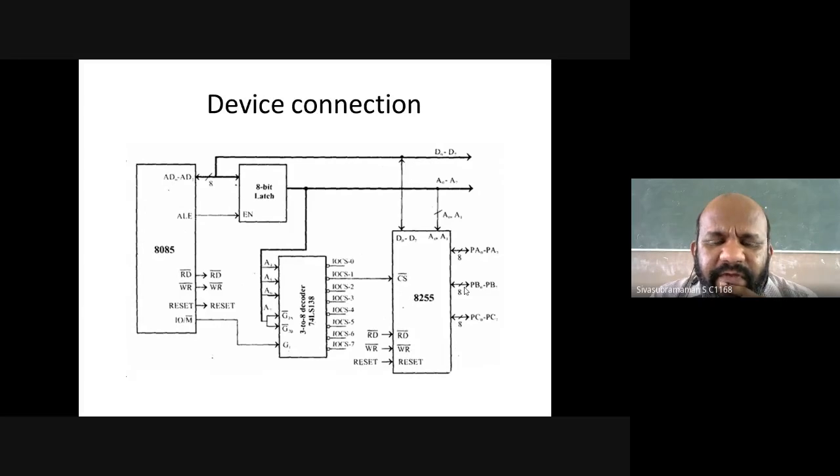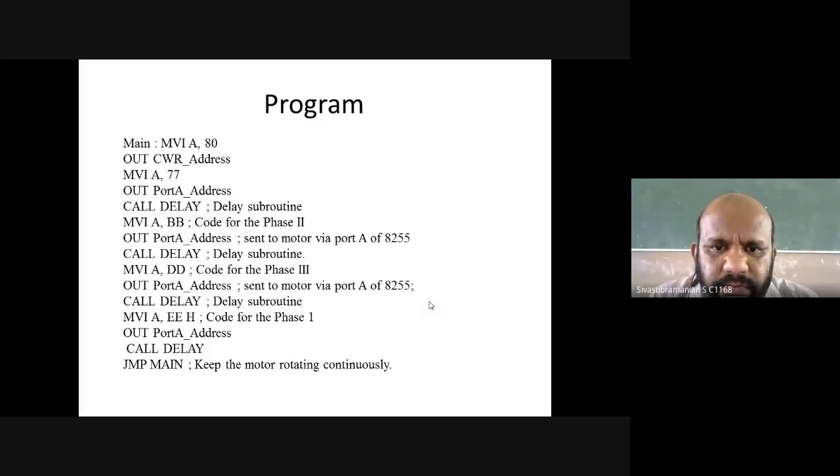Okay, and even in my traffic light also, we had a decoder circuit, 74LS138, as a chip select decoder circuit for our 8255. This decoder will always be available when you are going to use an 8255. Okay, and here, unlike your traffic light control where you have your predetermined sequence, here it is again a predetermined sequence, but the predetermined sequence is only based on the step angle.